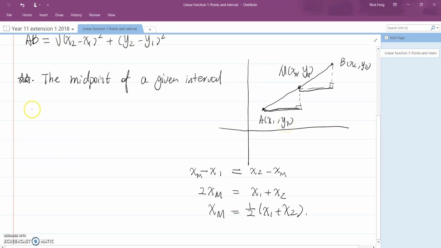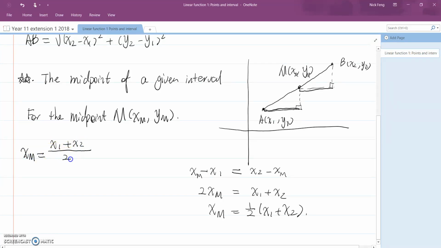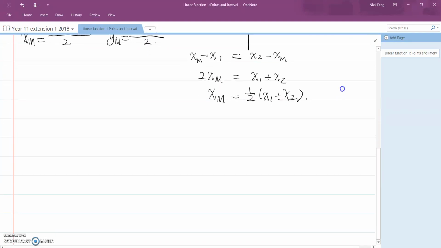So therefore, for the midpoint M, which has x coordinates of M, y coordinates of M, the x coordinates of M is halfway through the two given x coordinates, and the y coordinates of M is halfway through the two y coordinates. Okay, so basically that's what we have been doing before.